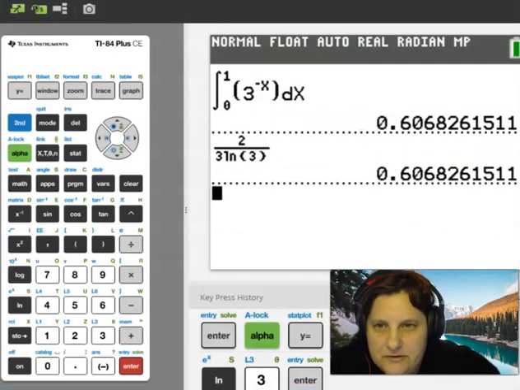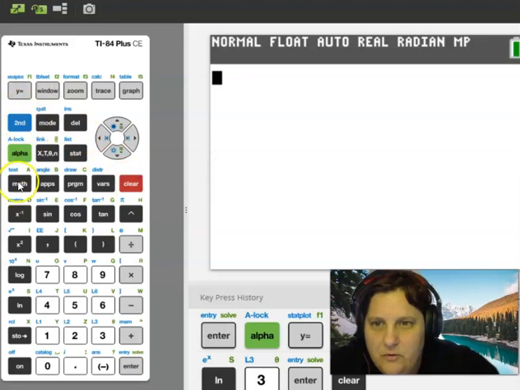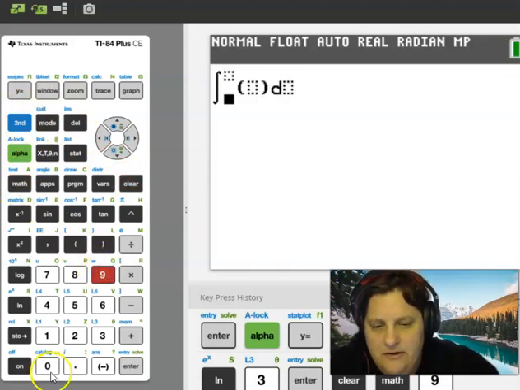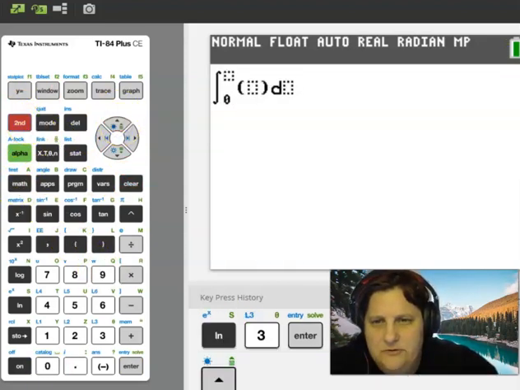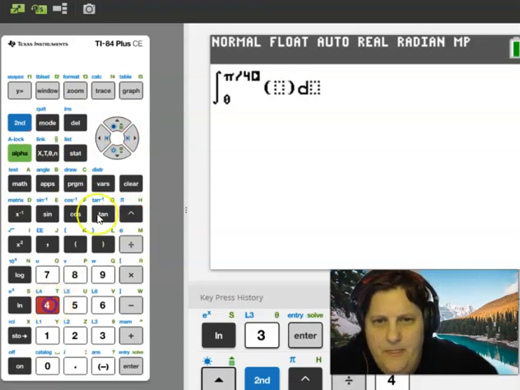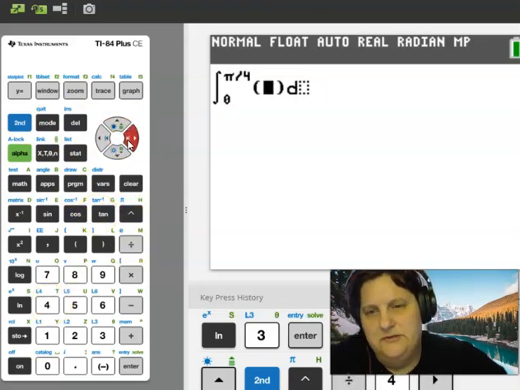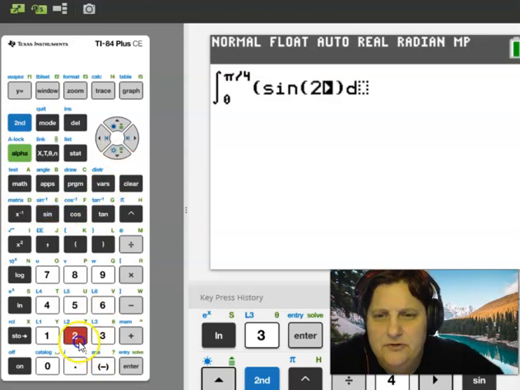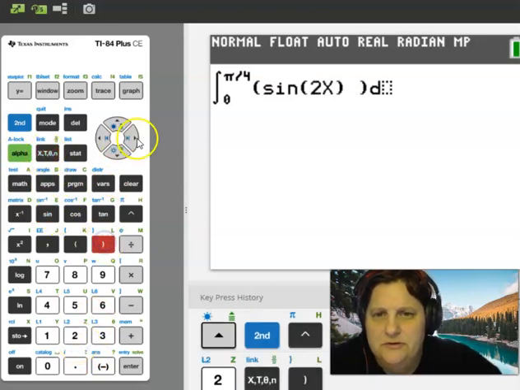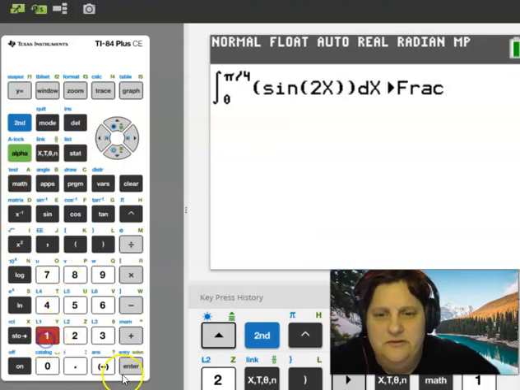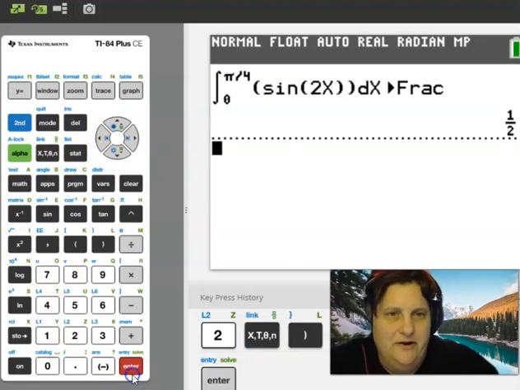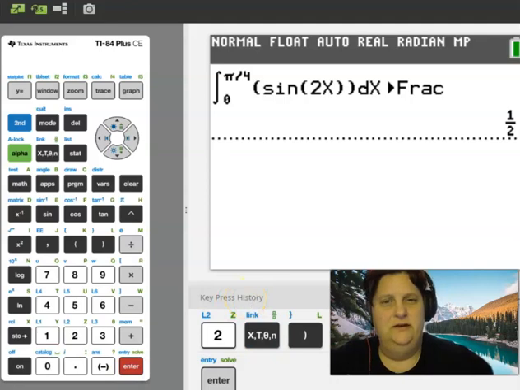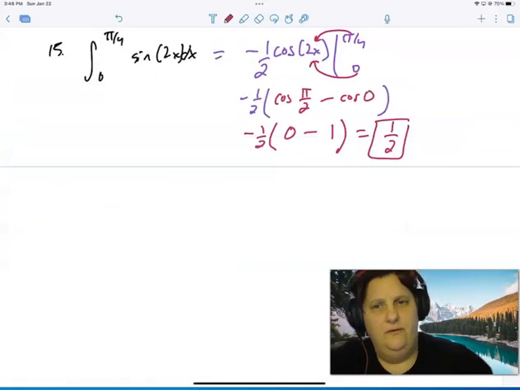All right, let's see if this will go in here real quick. Math 9, 0 to pi over 4, and then it's sine of 2x dx. Sometimes I just do this at the end, math 1, and see if it'll just do the whole thing and turn into a fraction for me. And it did. So very cool. All right, perfect.